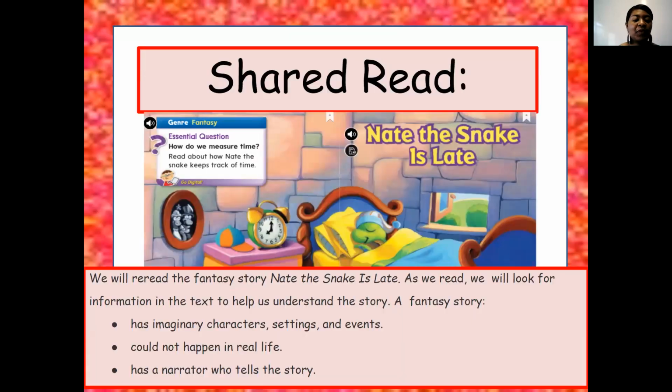Shared read. We will reread the fantasy story, Nate the Snake is Late. As we read, we will look for information in the text to help us understand the story. Remember, a fantasy story has imaginary characters, settings, and events. Things in a fantasy story could not happen in real life, and it has a narrator who tells the story.